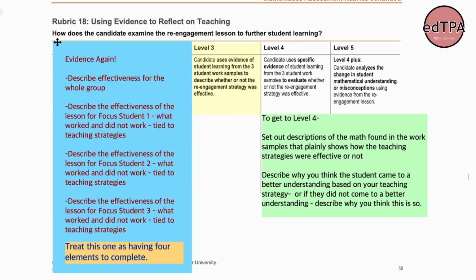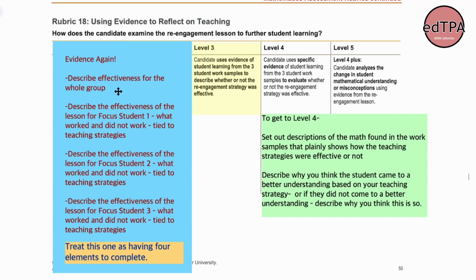Rubric 18, using evidence to reflect on teaching. How does the candidate examine the re-engagement lesson to further student learning? For level 3, candidate uses evidence of student learning from the 3 student work samples to describe whether or not the re-engagement strategy was effective. Okay, so the pieces here are about evidence and about effectiveness of this re-engagement strategy. So evidence again, evidence again.